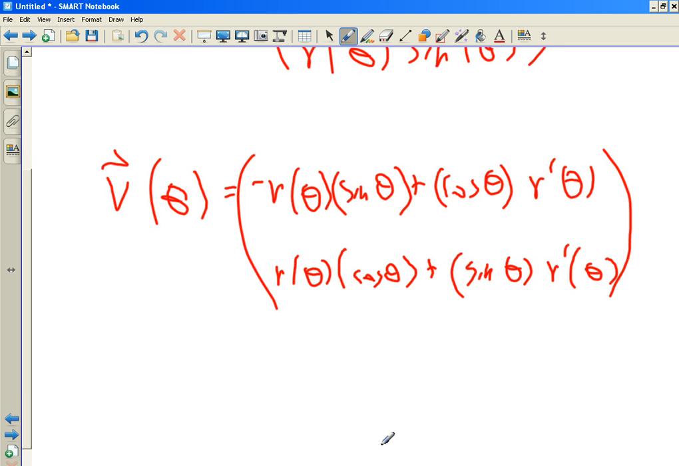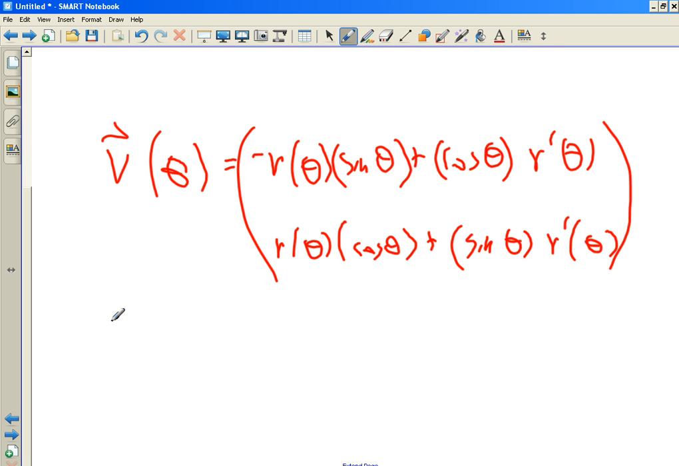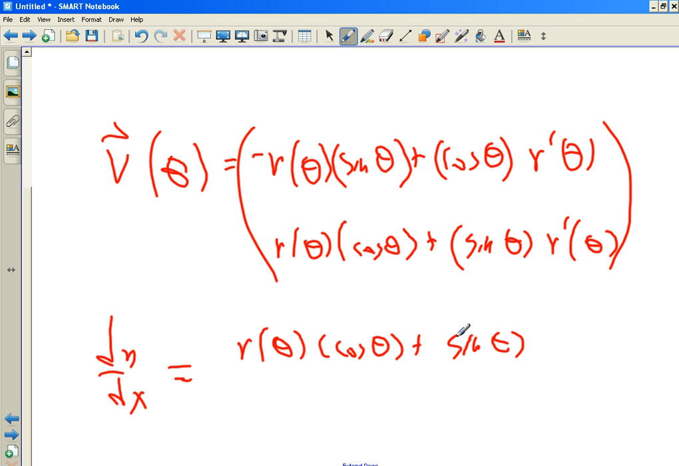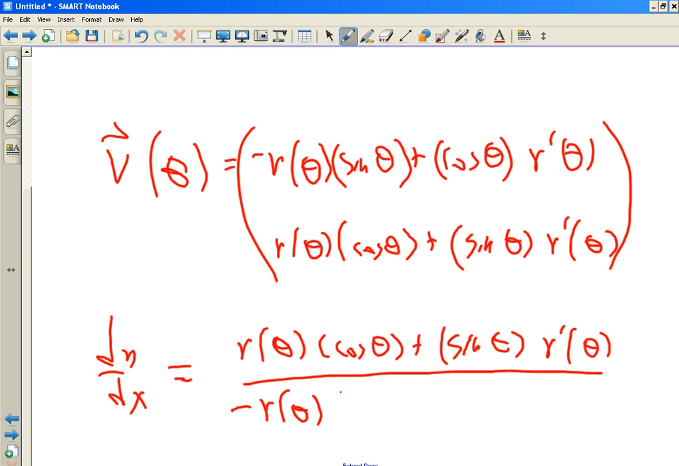All right, from that, you can easily write dy dx. How? dy d theta divided by dx d theta. So it's r of theta cosine theta plus sine of theta, r prime, over negative r of theta sine of theta plus cosine of theta, r prime. All right, so that's your dy dx, the slope of the tangent line in terms of x and y, anywhere along that polar curve. But my question is, what's the arc length?